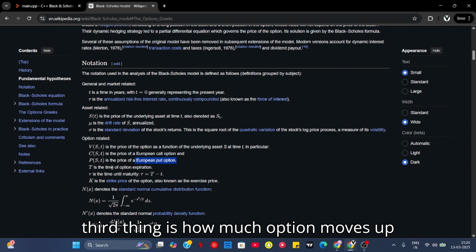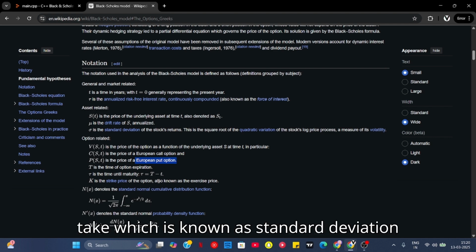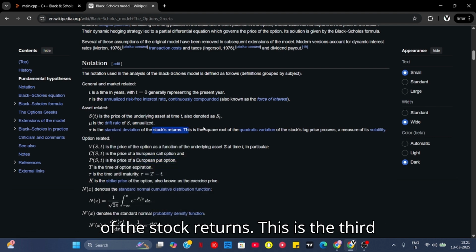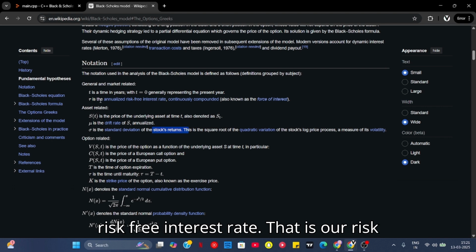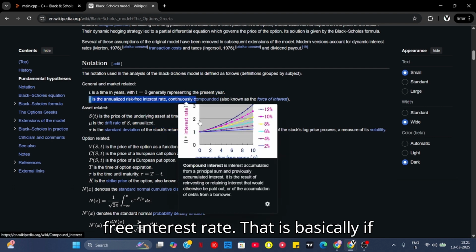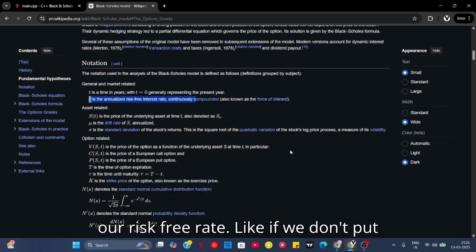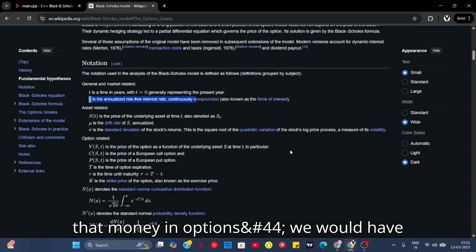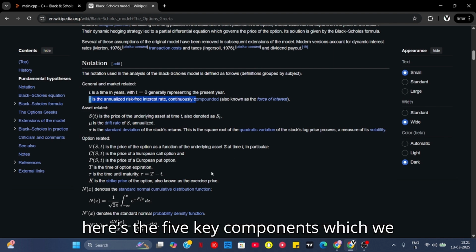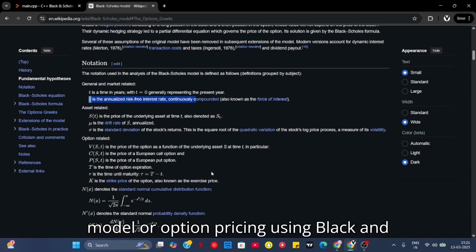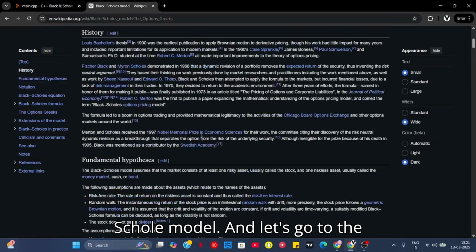And the third thing is how much the option moves up and down. That is the volatility, which is known as the standard deviation of the stock returns. This is the fourth thing. And the last thing is the risk-free interest rate. That is basically the safe return if we put money in a bank. If we don't put that money in options, we would have earned that much from banks. So these are the five key components we use for option pricing using the Black-Scholes model. Let's go to the implementation.